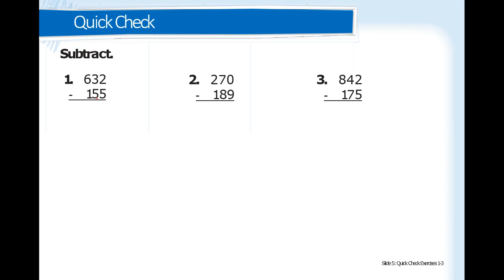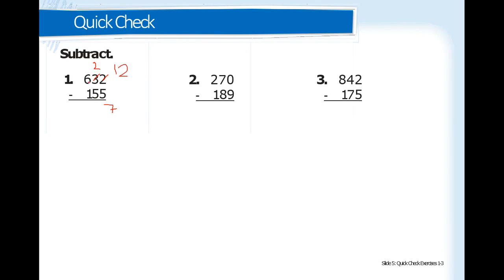632 minus 155. Since we have more on the floor, we need to regroup by moving to the next door to cross 3 to become 2 and 2 to become 12. 12 minus 5 equals 7. 2 minus 5, it's not going to work. We cannot subtract 5 from 2.